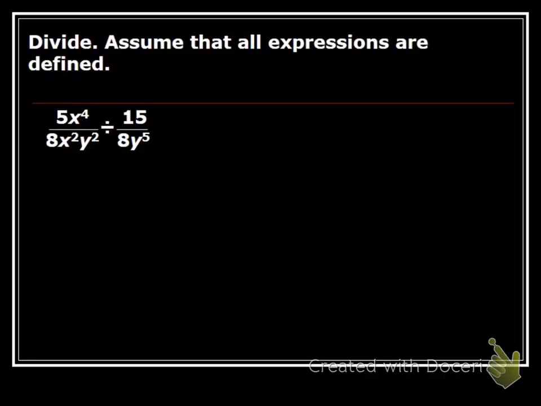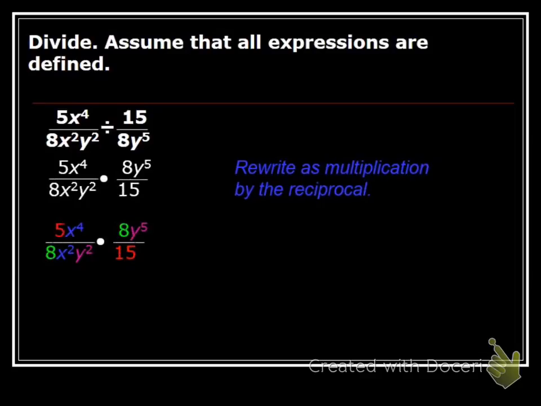So our first example is going to be another one with monomials. That means you don't have to factor, but let's just go through the steps. So we change division to what? Multiplication. And then we take the reciprocal of the second one.